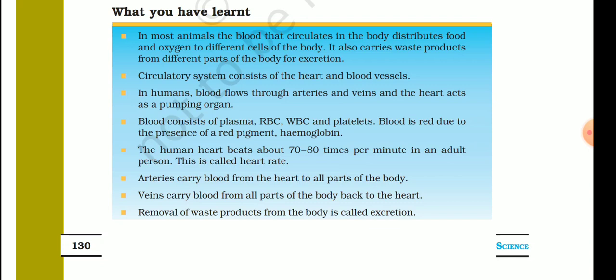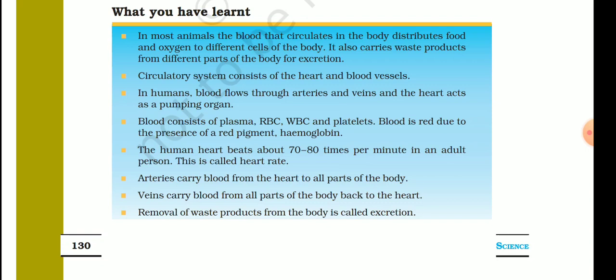Second, circulatory system consists of heart and blood vessels. Third, in human, blood flows through arteries, veins, and the heart act as a pumping organ. This one is important. Then next, blood consists of plasma, RBC, WBC, and platelets. Blood is red due to the presence of red pigment, hemoglobin.